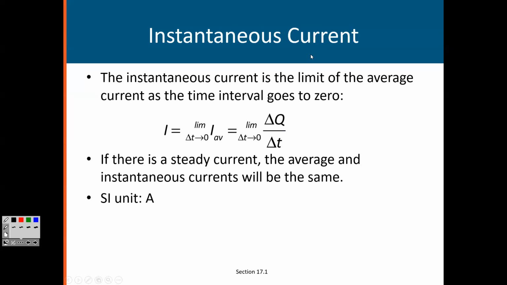Now that was an average current. As in speed and velocity, where we have the average velocity and average speed, then we define the instantaneous velocity and the instantaneous speed. That's when we make this delta T as small as possible. Mathematically, we make it go to infinitesimally small, approaching zero. Then we have the instantaneous current. When you have a steady current, there's no difference between instantaneous current and the average value. The SI unit is ampere, whether it is instantaneous current or the average current.